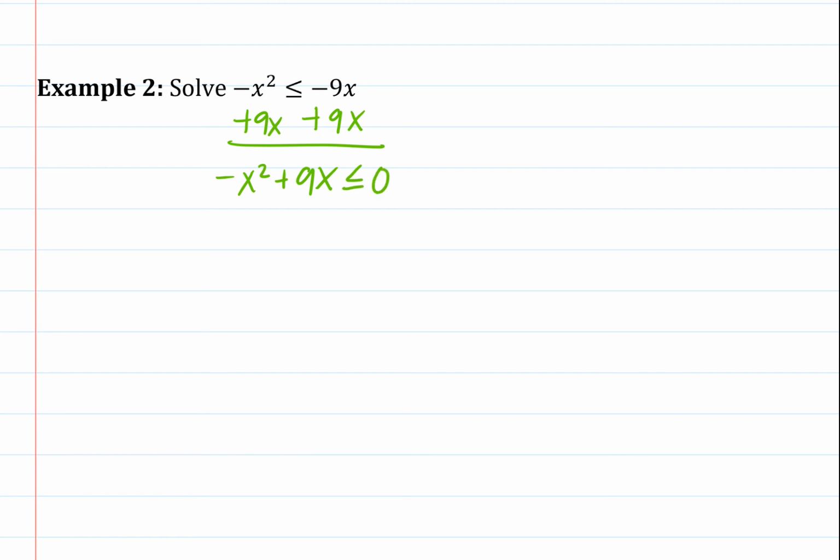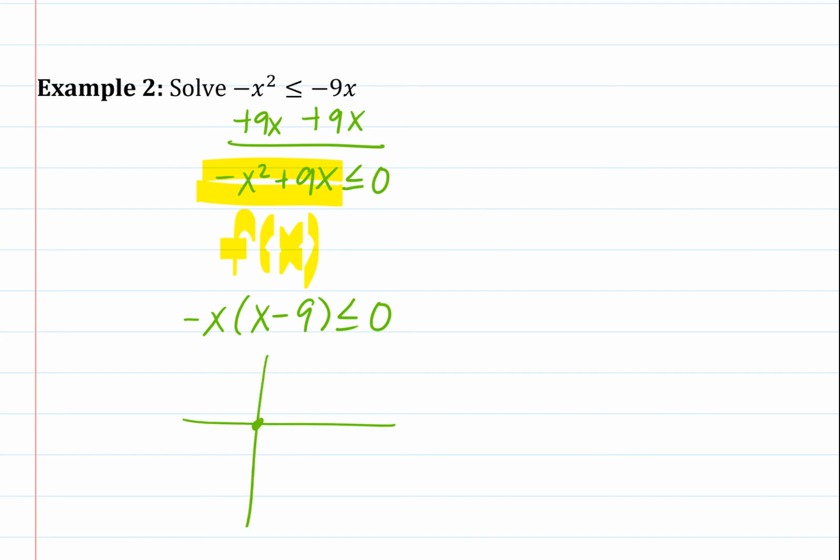Okay, now I can think about this graphically and say I'm going to call this guy my function, f of x. If I want to see where the function is less than or equal to 0, let's start by finding out where the function is equal to 0. Well, this is nice. We can just factor out a negative x. We're left with x minus 9. So my function has roots at 0 and positive 9. I know that it's going to be concave down because my leading coefficient is a -1.